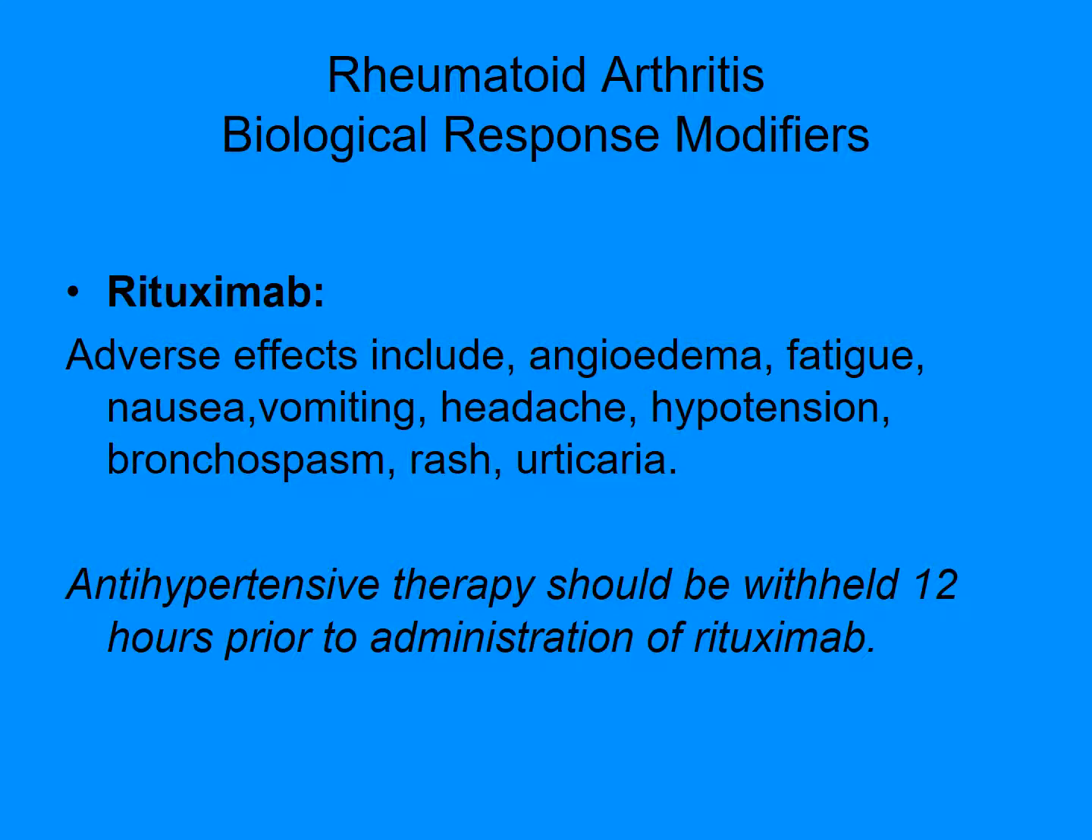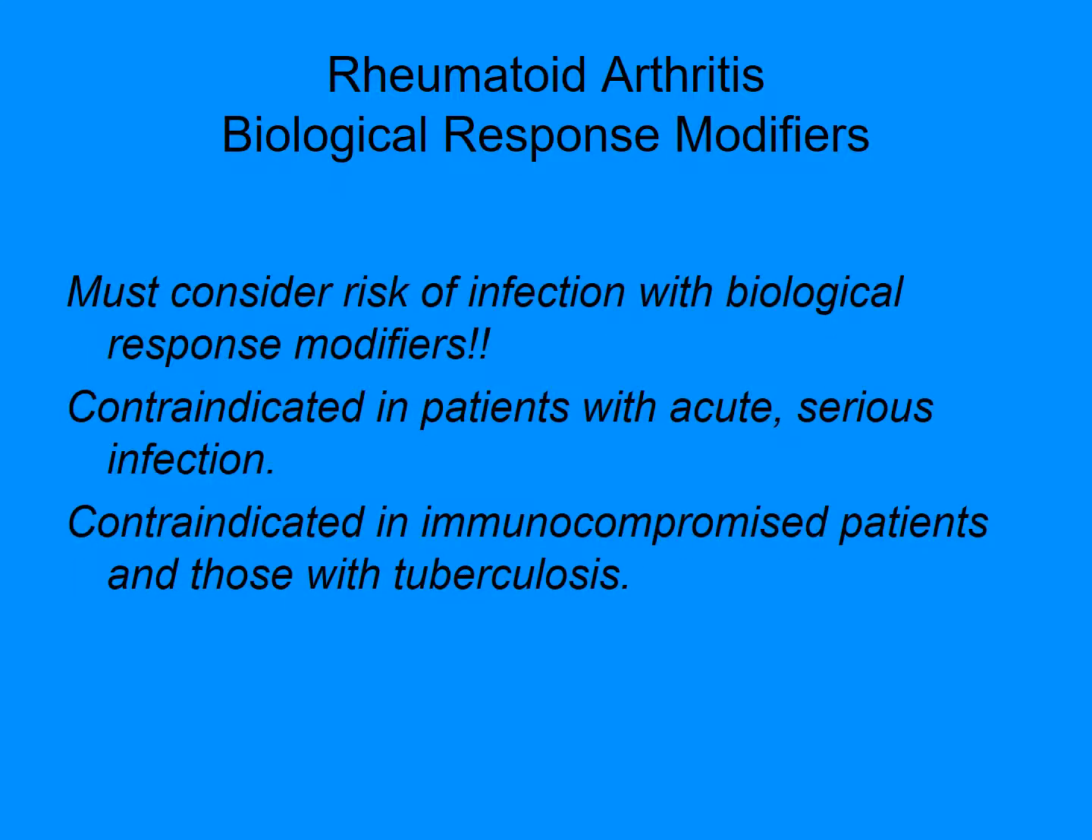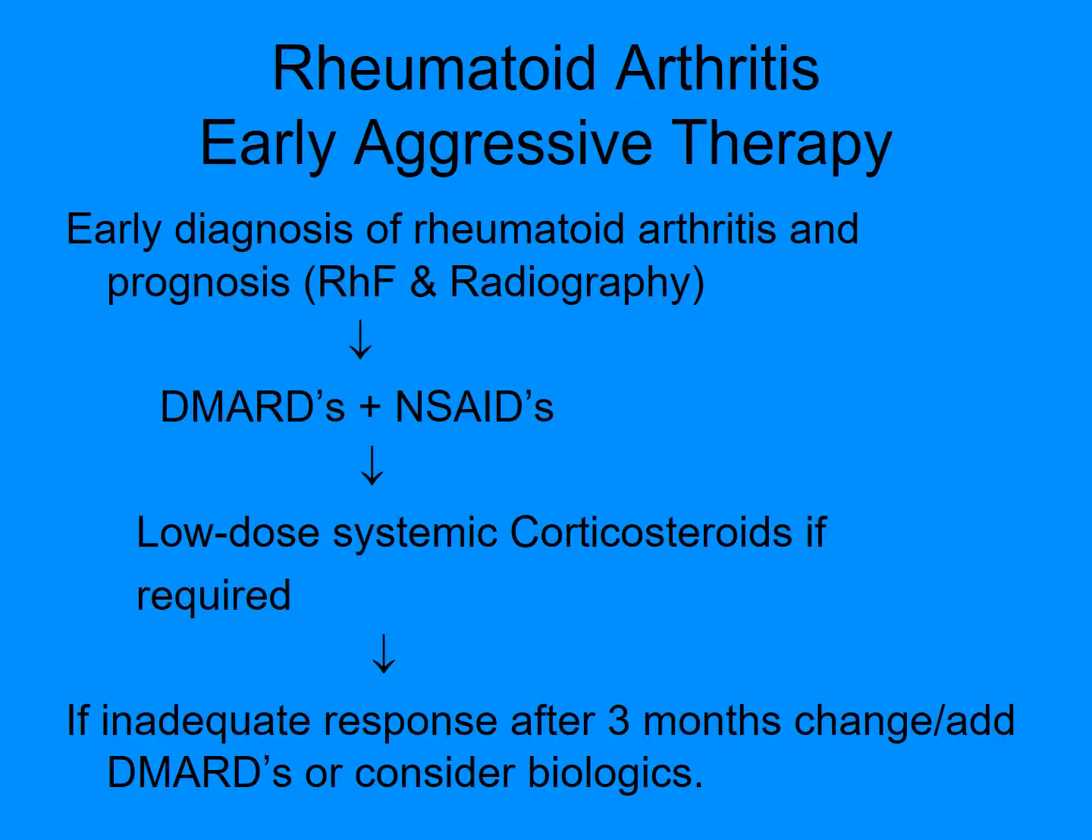Therefore, antihypertensive therapy in patients who are receiving it should be withheld at least 12 hours prior to the administration of rituximab. When using the BRMs, they are contraindicated in immunosuppressed patients and patients who have infections. Use with caution in geriatric patients. They will be more predisposed to infections, and particularly in HIV/AIDS patients. So you need to start early aggressive therapy.